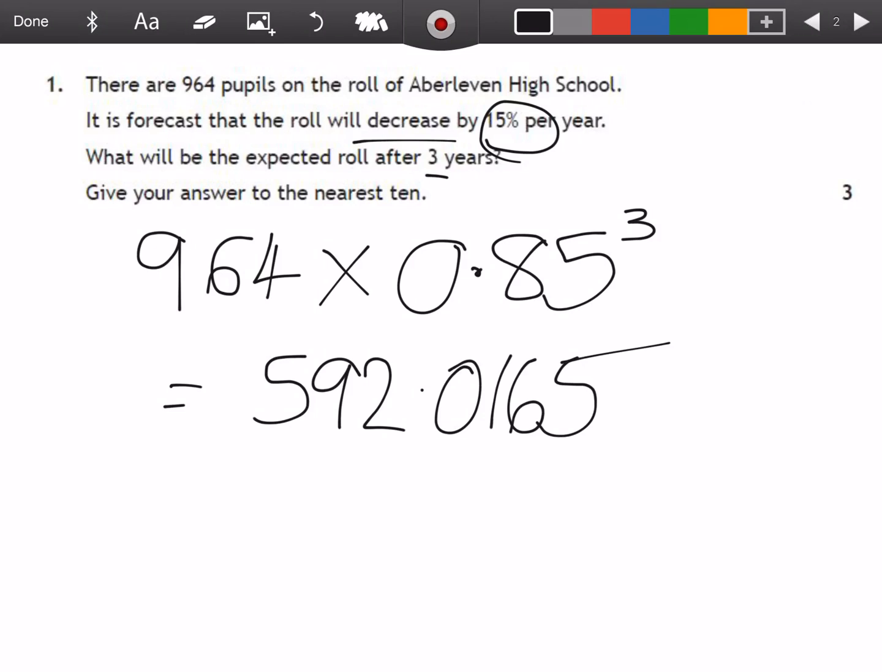592.015. Always read the question at the end again. Give your answer to nearest 10. If you don't do that, you're only going to get 2 marks worth, okay? Give your answer to the nearest 10. This is 592, 590. Okay?